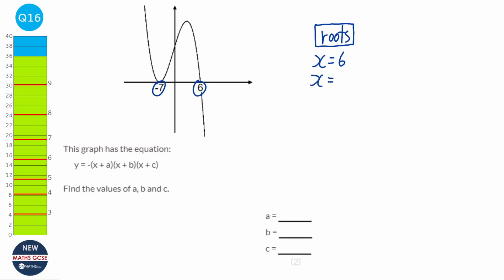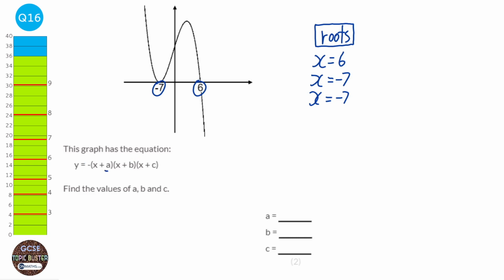It touches it at -7 the first time going down, and then it touches it at -7 going up. So there's technically 2 roots there. Sort of one root, but it counts twice because it's going down on one root and then up on the other root. So with these, what we need to do is make sure that at x equals 6 and x equals -7, the whole thing equals 0.